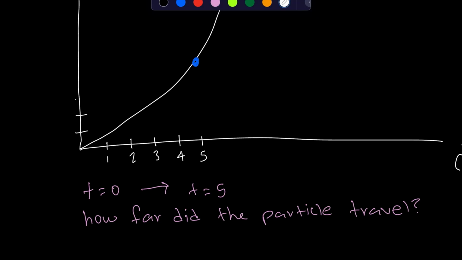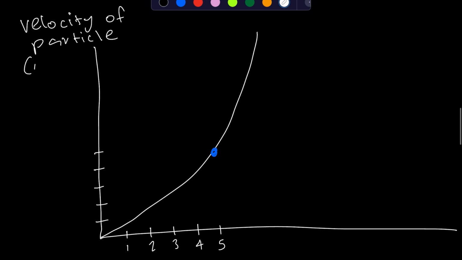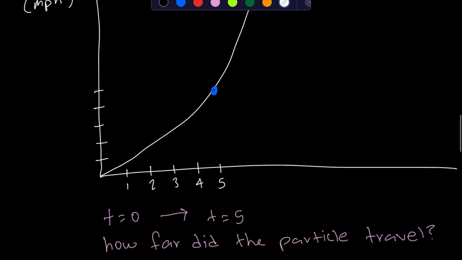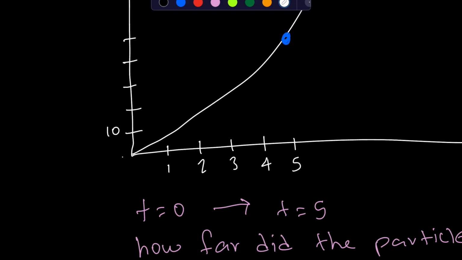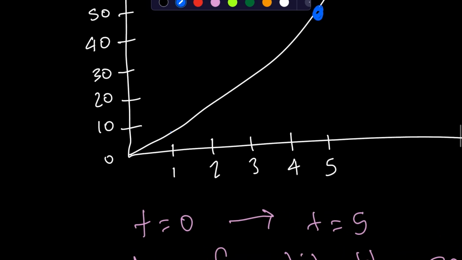1, 2, 3, 4. All right, let's say this is the velocity of the particle in miles per hour. Let's say we are at 10 miles an hour. This is 0, obviously. 10, 20, 30, 40, 50, right? So what you would do in pre-calculus to try to calculate this is you would use rectangles. So let's say at this point, this is about 10. Let's just say that for the sake of this. We would draw a rectangle at about that value.